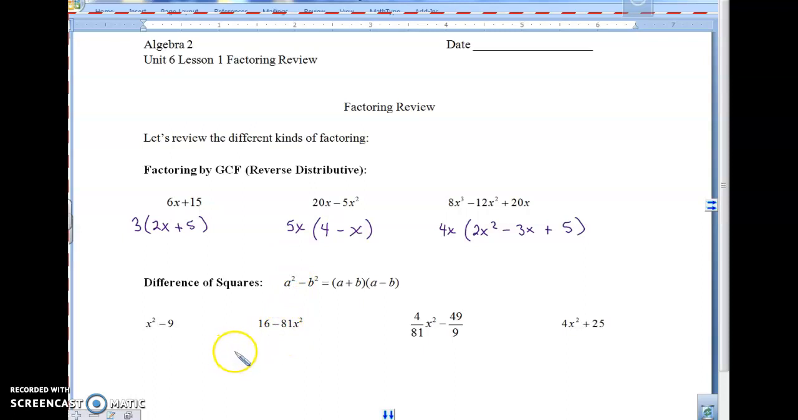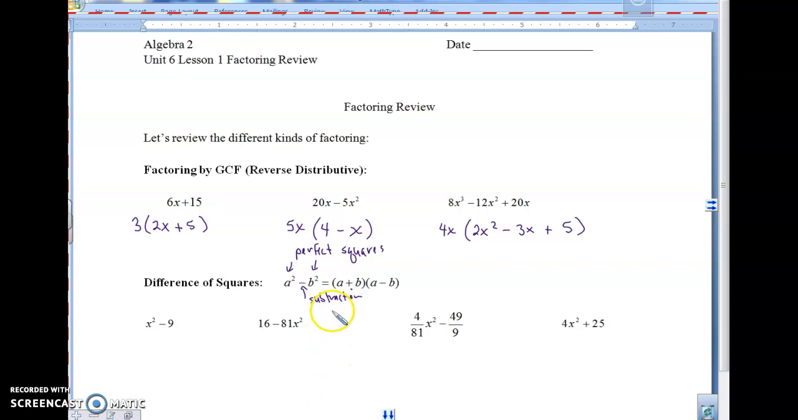The second kind of factoring is difference of squares. All right, it's called difference of squares for a reason. The first thing that you need to notice is that the first term and the last term are both perfect squares. So you have to be able to recognize what the perfect squares are. And also, there must be a subtraction in the middle.